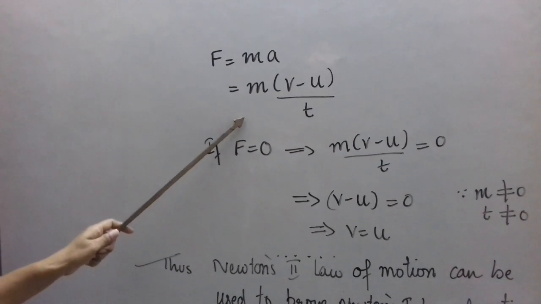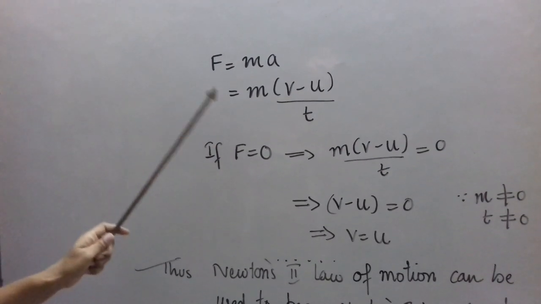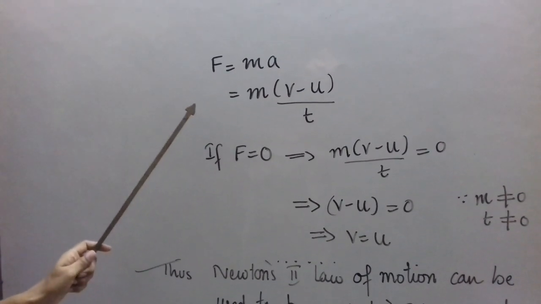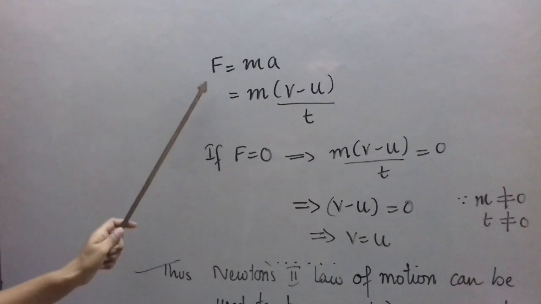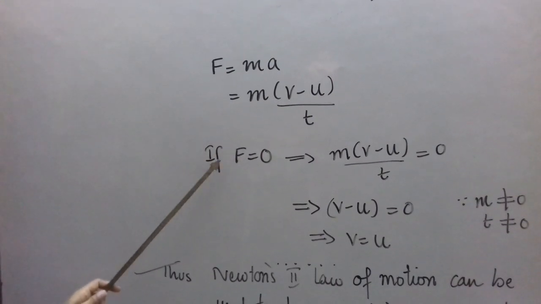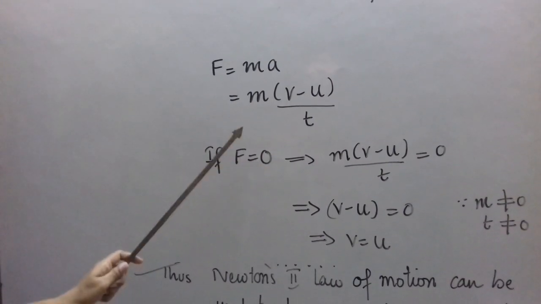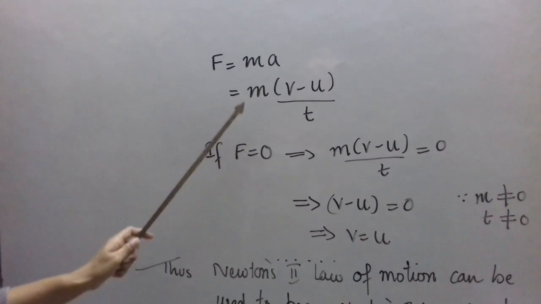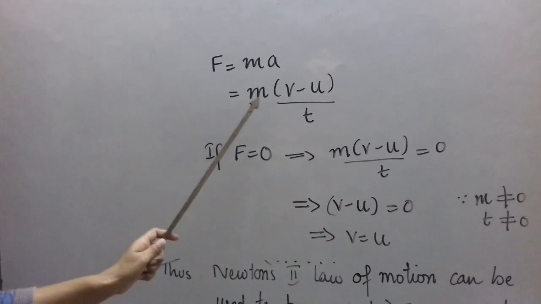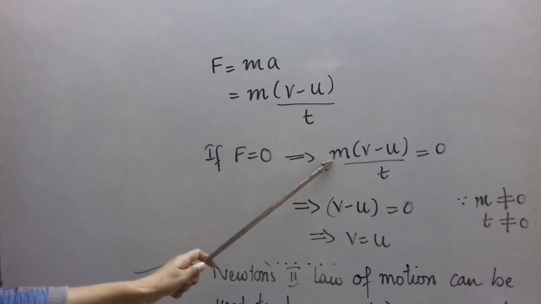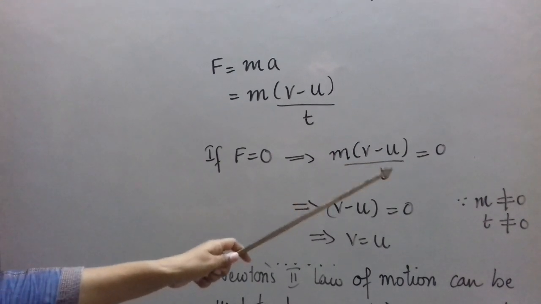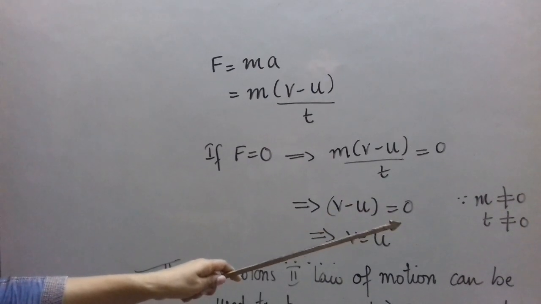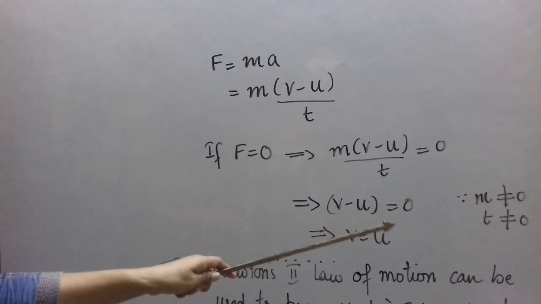Now let us consider that no force is acting on the body, which means no external unbalanced force is acting on the body. It means this F is 0. So if F is 0, let us put the value of F as 0 in this formula. If F is 0, then the left hand side is 0, so the right hand side should also be 0. It means m(v - u)/t is 0. But we know that the mass of a body is a positive number and even time here is positive. So both can never be 0.